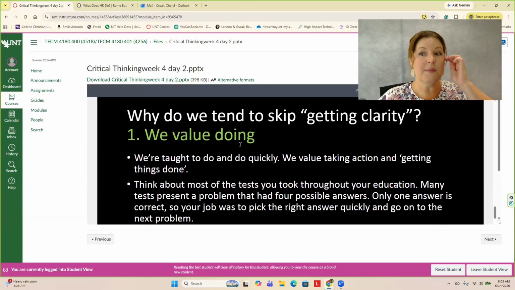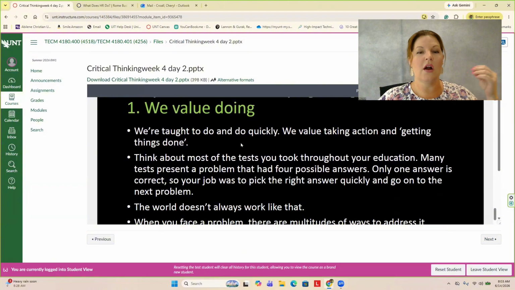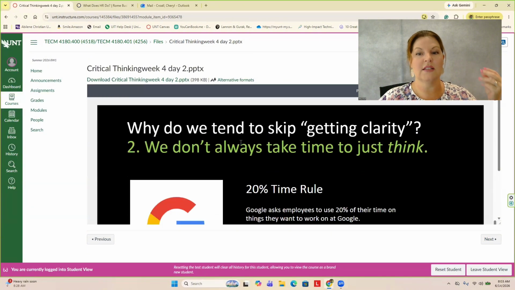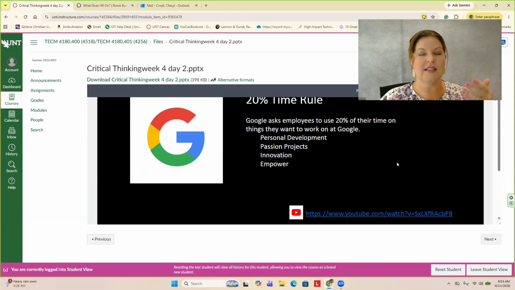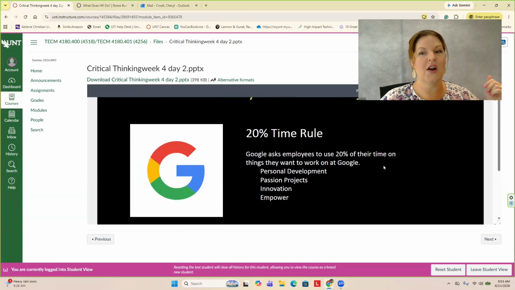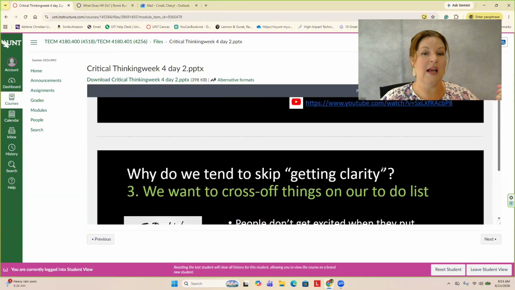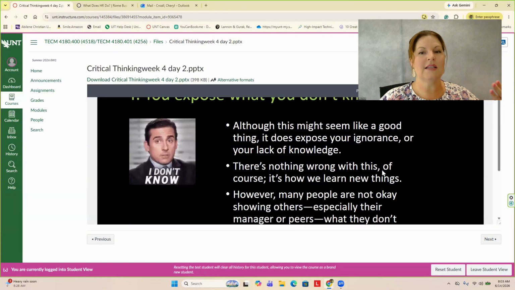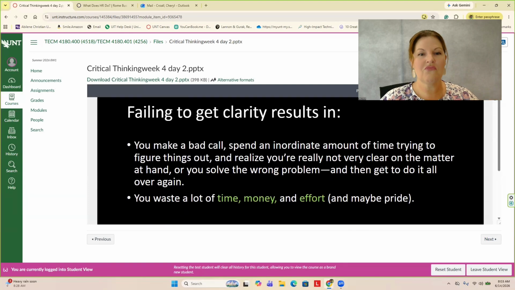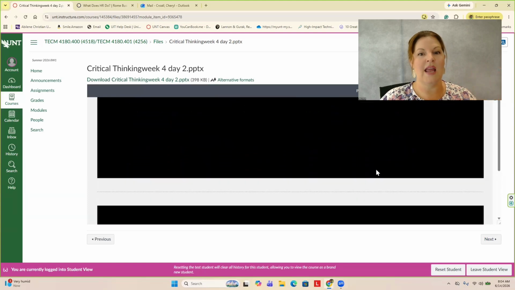Now, sometimes we skip getting clarity because we are doing things. We want to cross things off the list. And we don't always just take time to think. And you'll find some interesting information about Google here and how they really get their employees to spend time just thinking. We want to cross things off our list, and so we might skip getting clarity. Now, if we don't do this first step, as we saw with the copier problem, you might be solving the wrong problem altogether, and we don't want to waste our time, money, and effort.